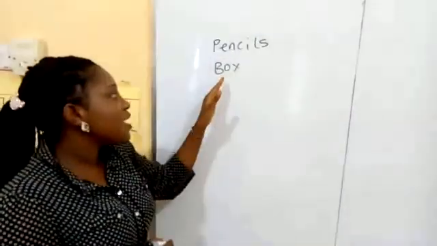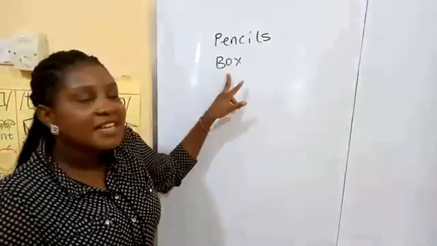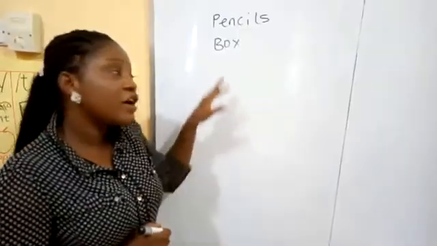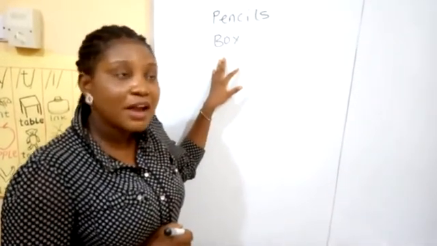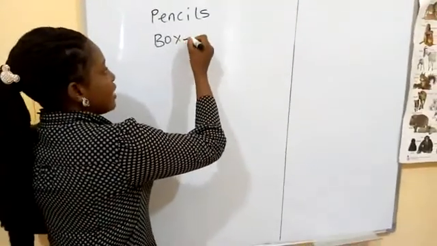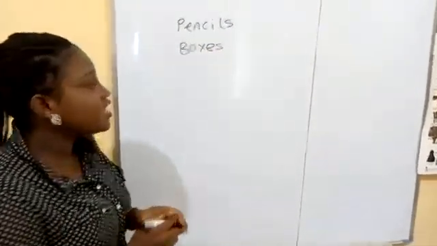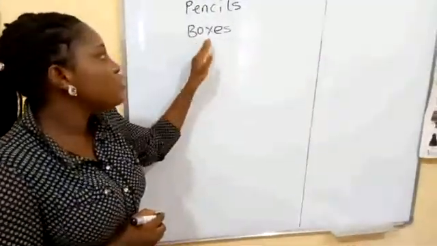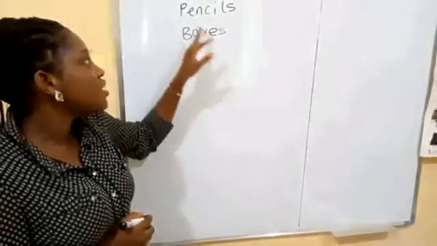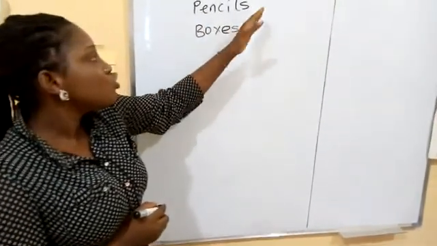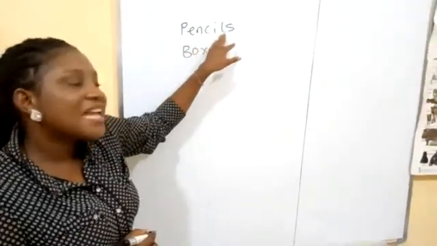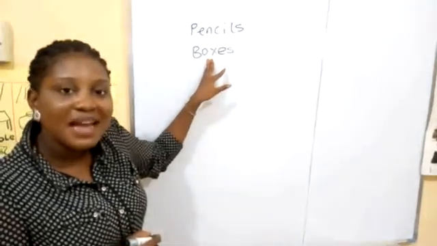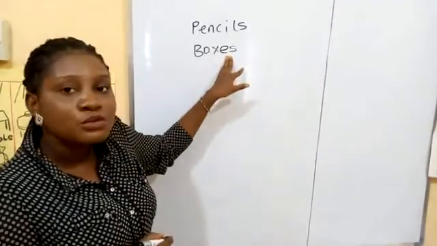Here we have box. Is it singular or plural? Definitely it is singular. For us to form the plural from this, we are going to add es at the end of it. It changes it from box to what? Boxes. So this is the plural for box, which is what? Boxes. And this is what? Pencils. So we add s at the end of this word and change it from singular to plural. And we add es at the end of box and change it from singular to what?